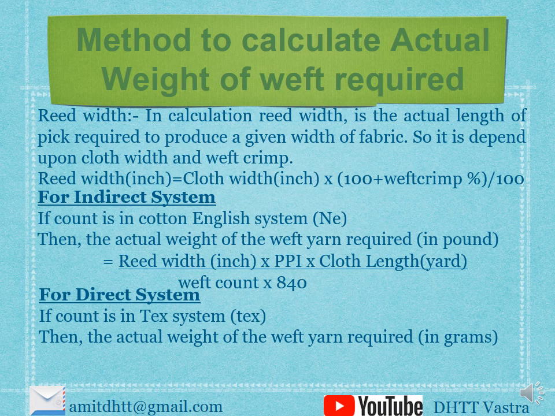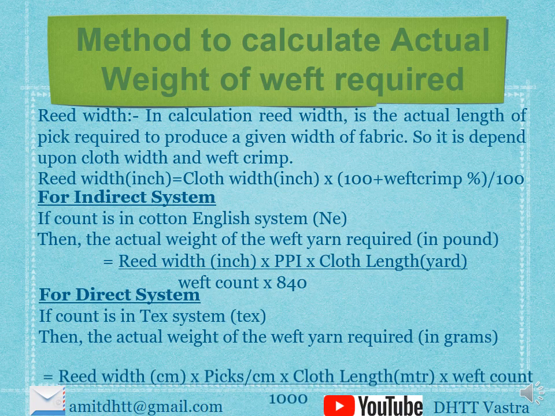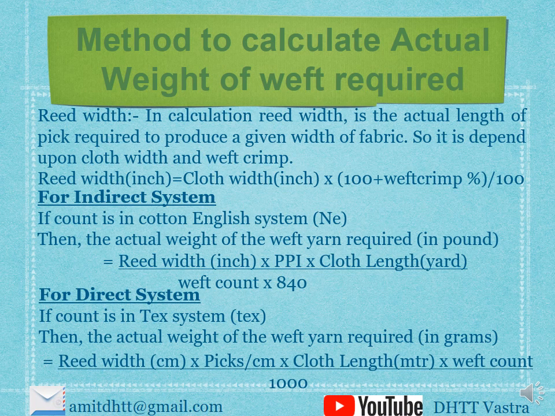For the direct system, if the count is in tex system, then the actual weight of weft yarn required in grams is equal to reed width in centimeter into picks per centimeter into cloth length in meter into weft count, whole divided by 1000.